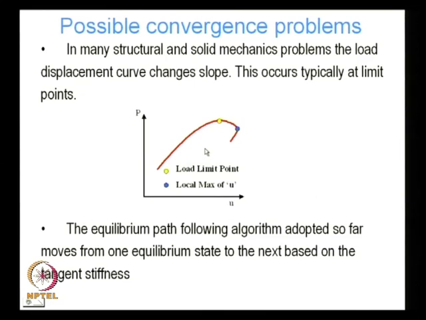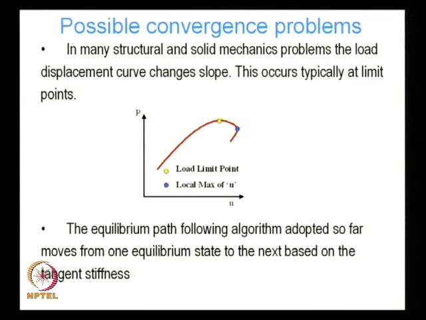This will happen in a structural mechanics application, for instance, when we have a load limit point, where we reach a maximum value of the load. The structure cannot take any more load, that is the maximum load that it can carry. After that there is softening, where the load decreases with increasing displacement. So that is a load limit point. When we use the Newton-Raphson method for solving such a problem, we encounter difficulties.